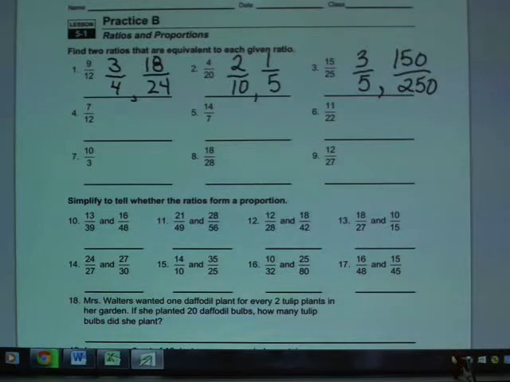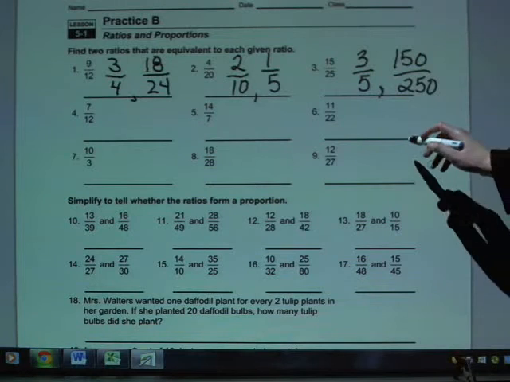All right, let's go ahead and go down to the bottom part there, 10 through 17. Tell whether the ratios form a proportion. All right, so there's a couple ways you can approach these questions. If you see numbers that easily go into each other in terms of division or something I can easily multiply by to check, that is one approach.